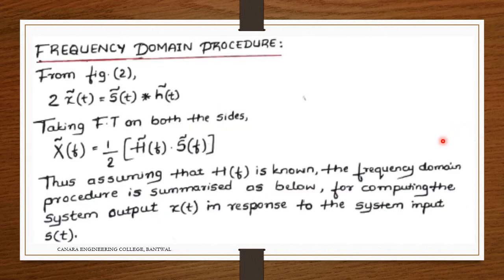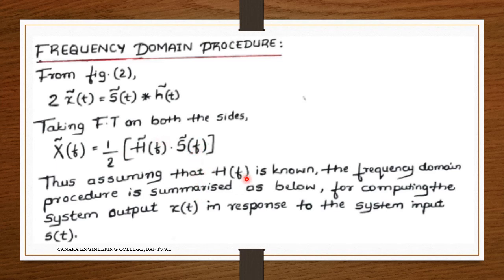Now, we looked into the lengthy time domain procedure. Now, when we go for the frequency domain procedure, directly from the figure to what we had studied earlier, we can write x̃(t) = (1/2) h̃(t) * s̃(t). Take the Fourier transform on both sides: X̃(f) = (1/2) H̃(f) S̃(f).